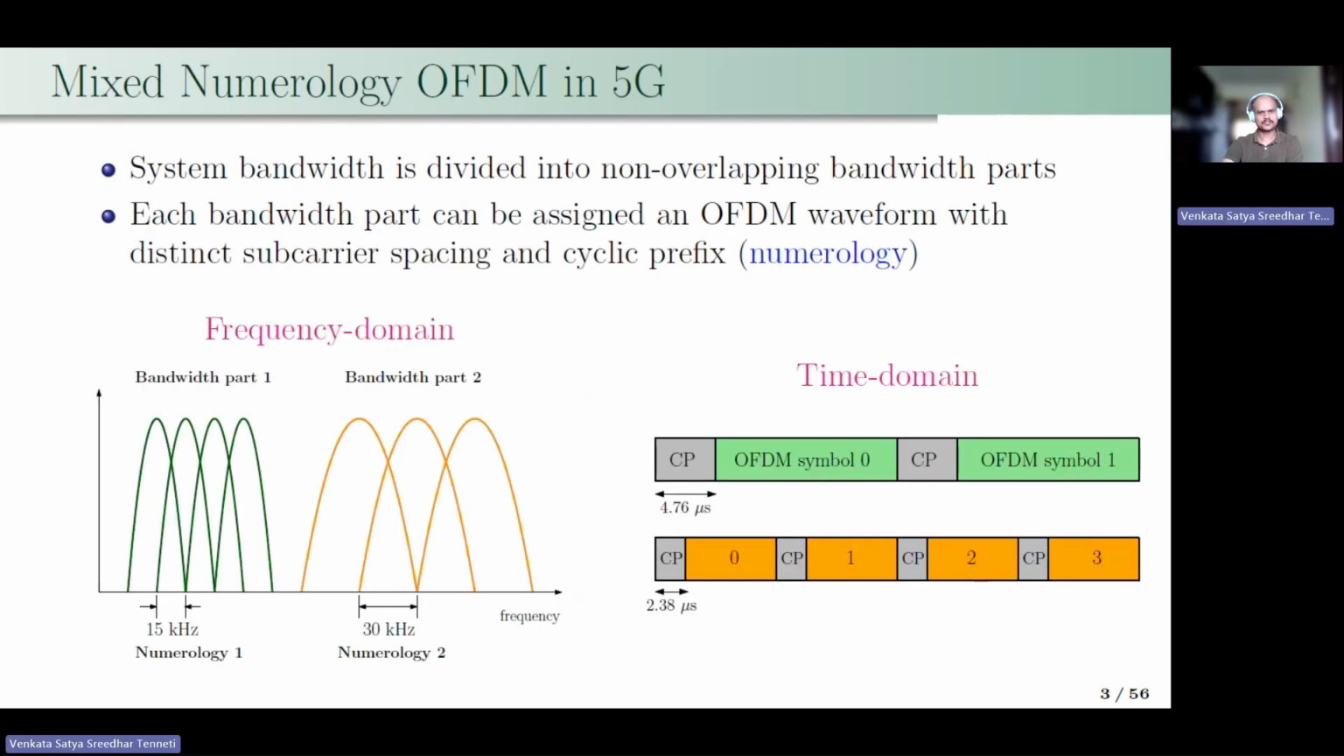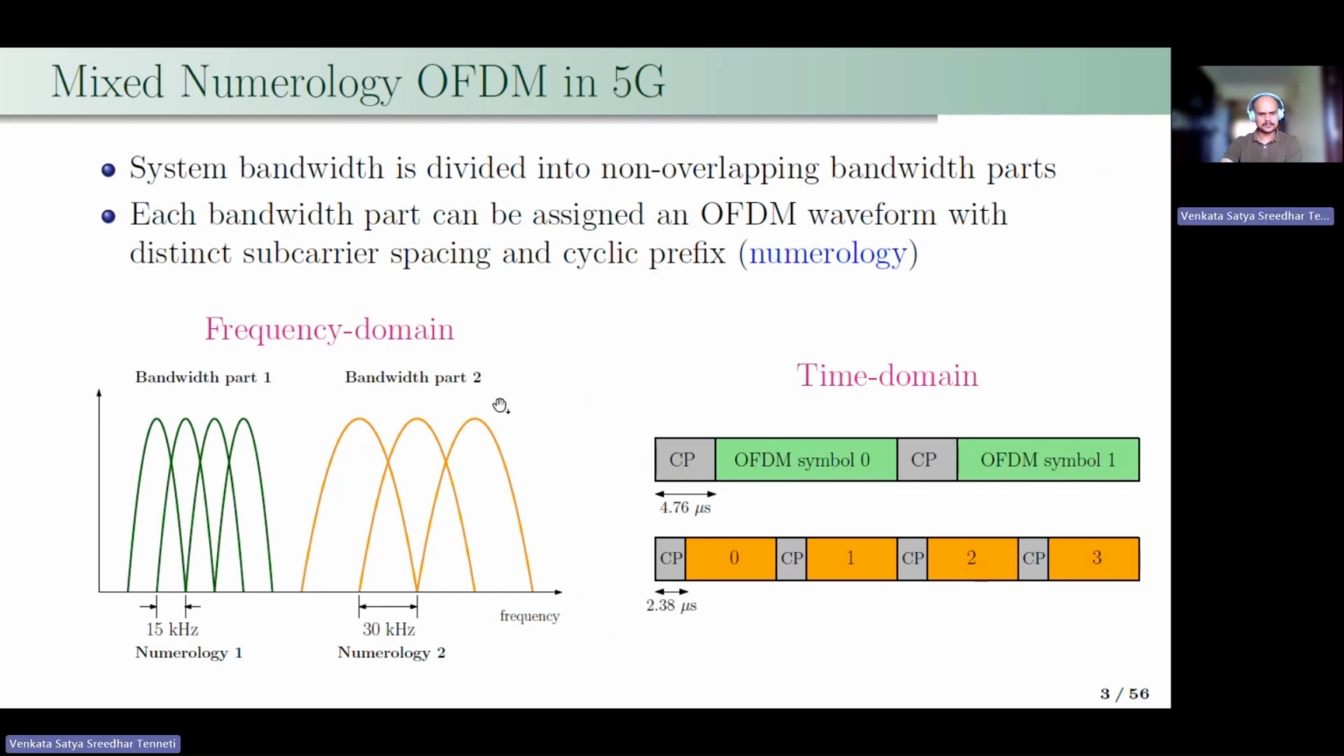So coming to mixed numerology OFDM. In 5G, the entire system bandwidth is divided into bandwidth parts. These are non-overlapping, and each bandwidth part can be assigned an OFDM waveform with distinct parameters. The parameters are subcarrier spacing and cyclic prefix, and these two parameters constitute a numerology.